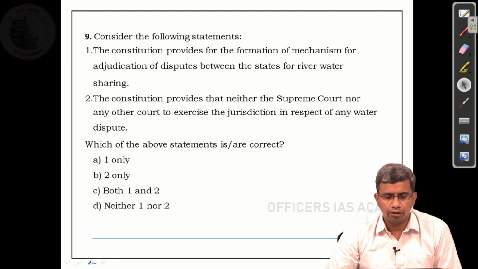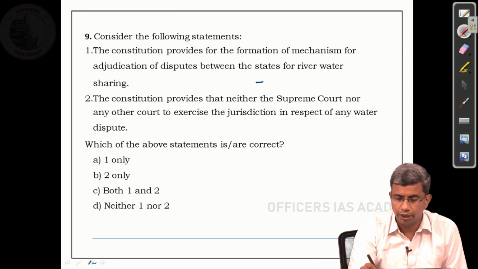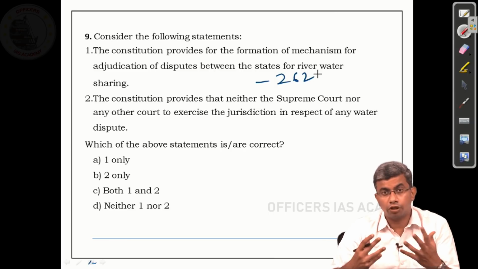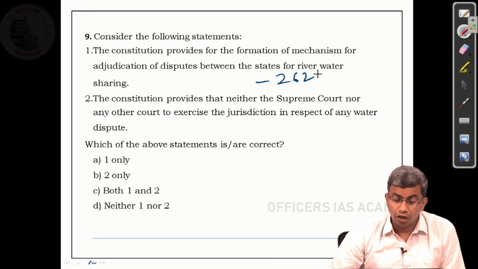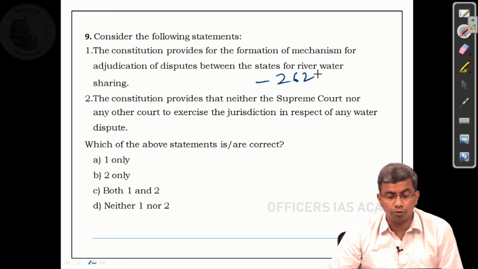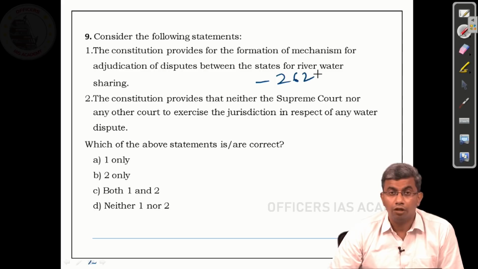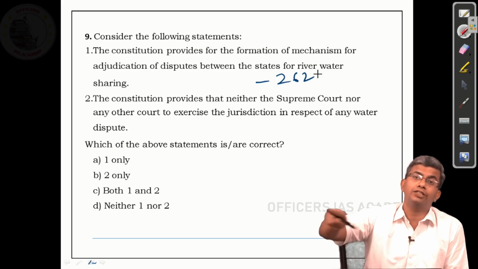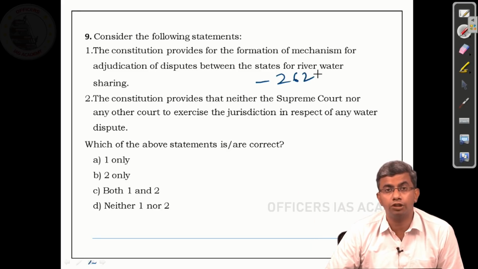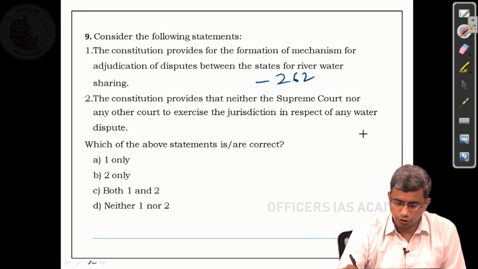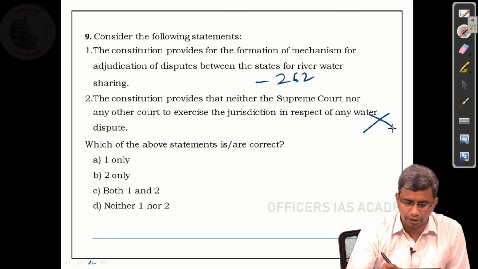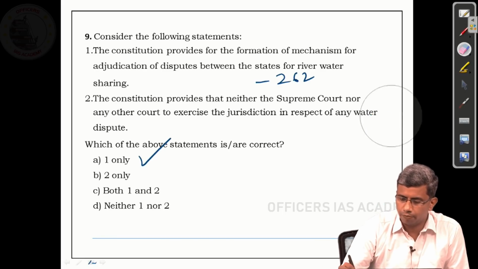Consider the following statement. The Constitution provides for formation of mechanism for adjudication of disputes between the states for river water sharing. Yes, we know Article 262 says how river water sharing can be taken care of. The Constitution provides that neither the Supreme Court nor any other court exercise jurisdiction in respect of any river water dispute. No, the Constitution does not say that. Article 262 says the Parliament by law can exclude the jurisdiction of the Supreme Court or any other courts in an interstate river water dispute. So this statement is wrong. So the correct answer is A, 1 only, right?